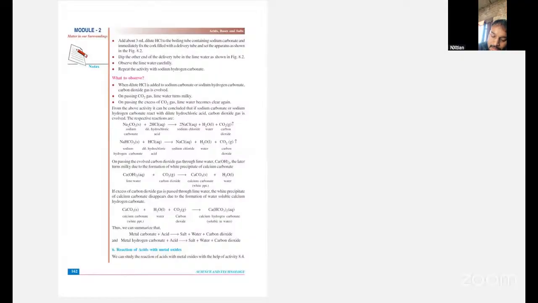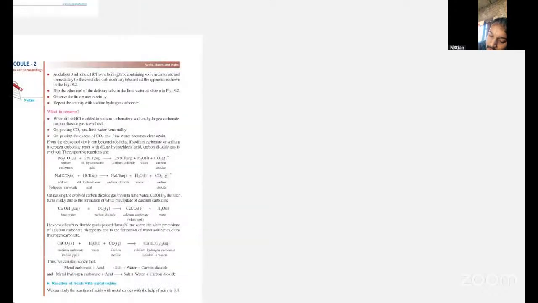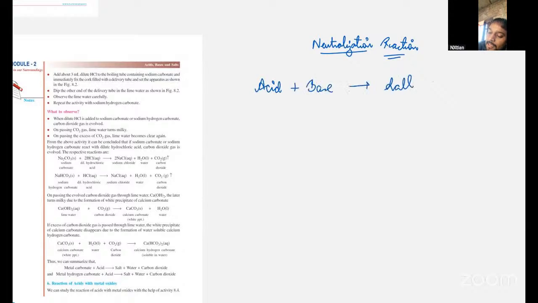Before metal oxide, we will learn a topic called neutralization. Neutralization reaction. Now, everyone, please pay attention to the board. Okay, don't write. Neutralization reaction is the reaction when an acid reacts with a base, it forms salt and water. This is called a neutralization reaction.